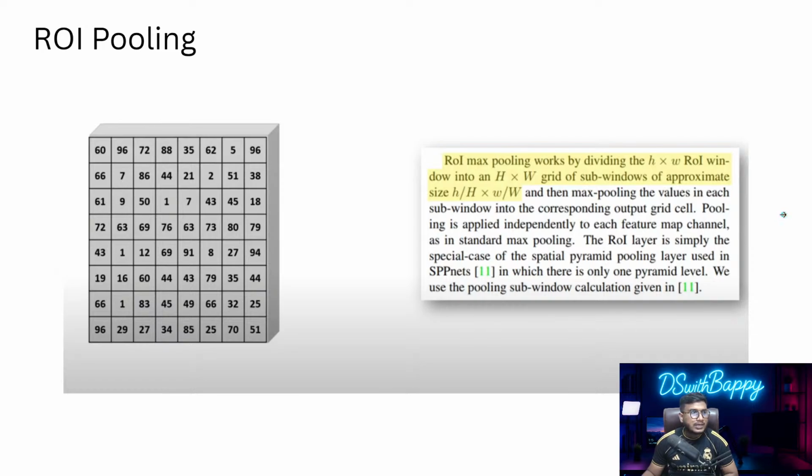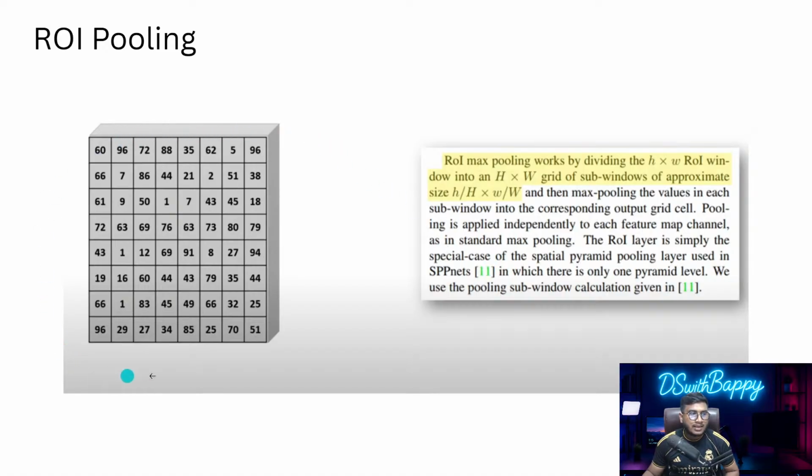Yeah. So here you can see, guys, this is the definition of ROI pooling. ROI max pooling works by dividing the h times w ROI window into a capital H times capital W grid of sub-windows of approximate size h divided by capital H times w divided by capital W. Okay, so this is the definition of ROI pooling.